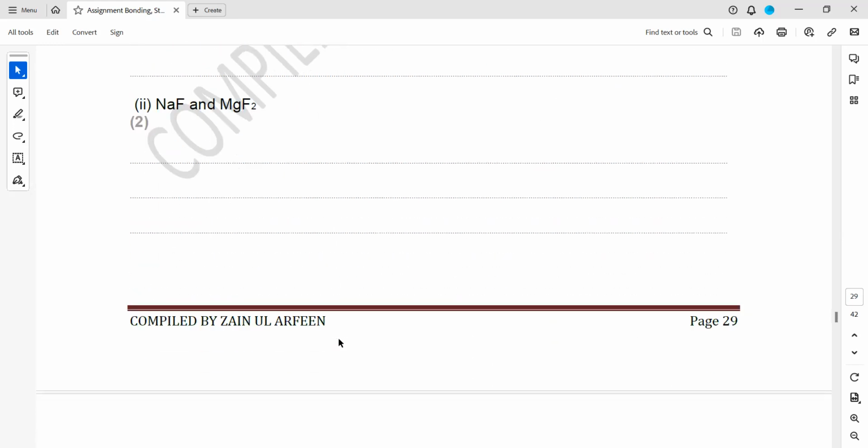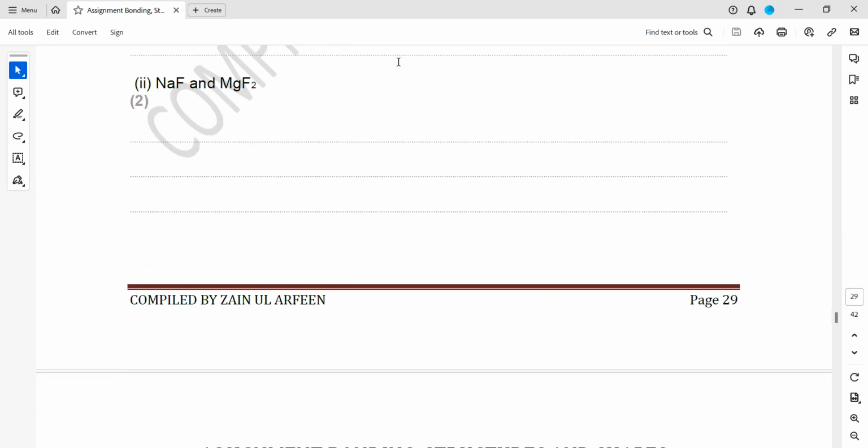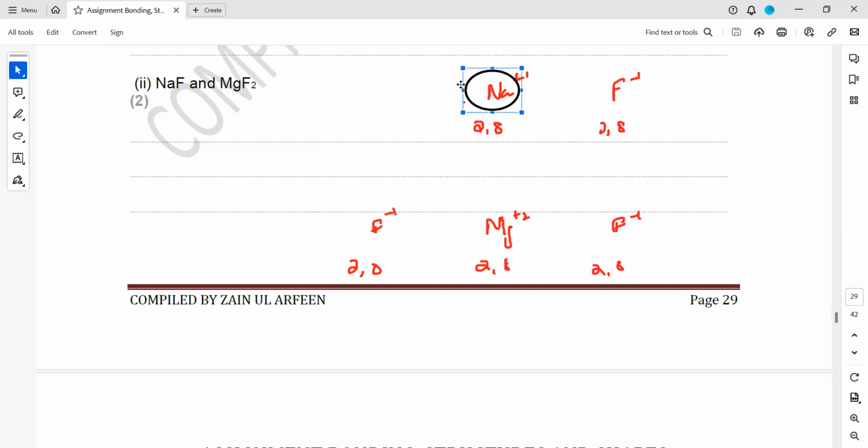Then sodium fluoride and magnesium fluoride. So here the difference is not because of the size, the difference is because of the charge. So sodium ion is there, the configuration of a sodium ion is 2,8. And for fluoride, the configuration is 2,8 as well. Magnesium fluoride: magnesium 2,8 and 2 fluorides, so 2,8, another fluoride is there also 2,8. So they all have electrons from the second shell used, so they are the same size.